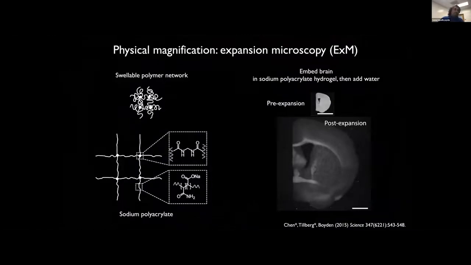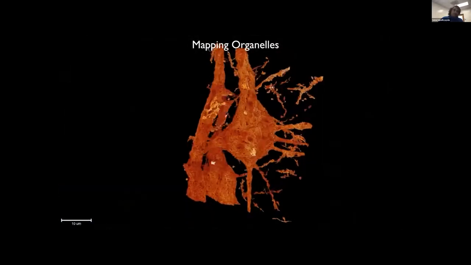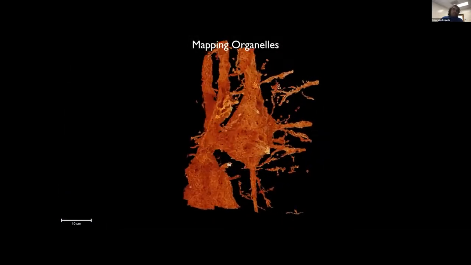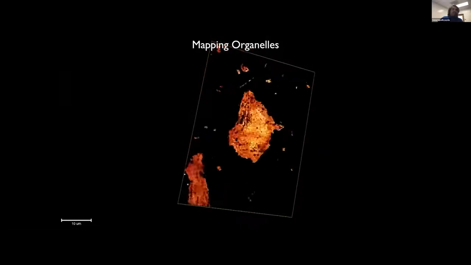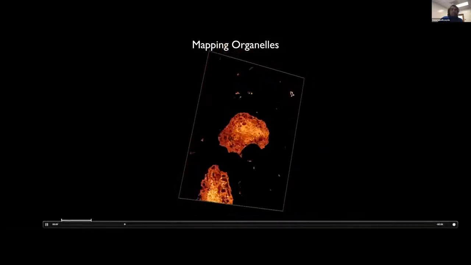In this particular case, we're using sodium polyacrylate, and basically pre-expansion, post-expansion. One of the nice things of expansion is that it naturally clears the tissue of all of the scattering elements. So we don't need to worry about doing the refractive index matching for clear tissues. That comes as a byproduct of expansion. So using this, we were able to map, again with better than diffraction limited resolution, all of the components in this tissue.